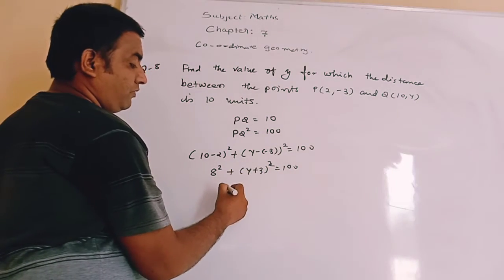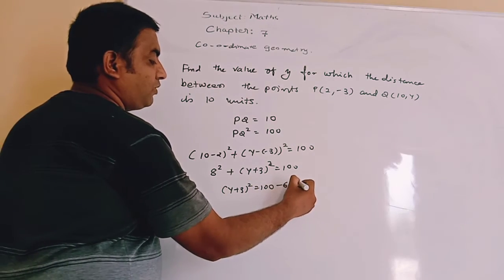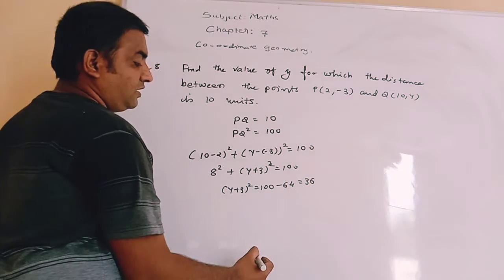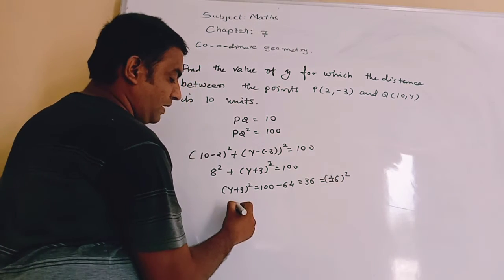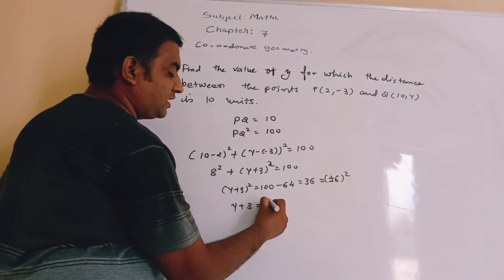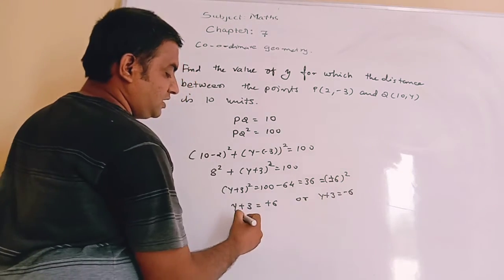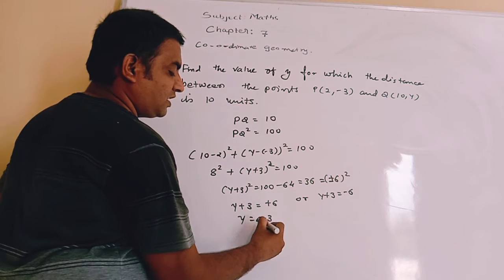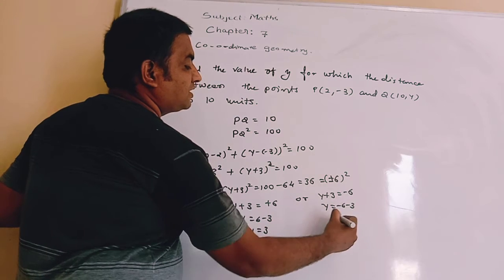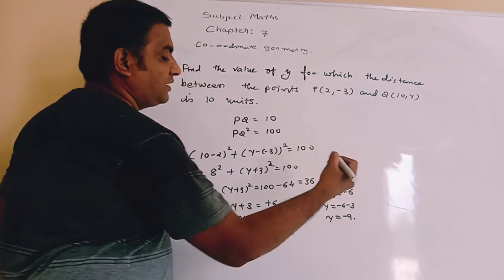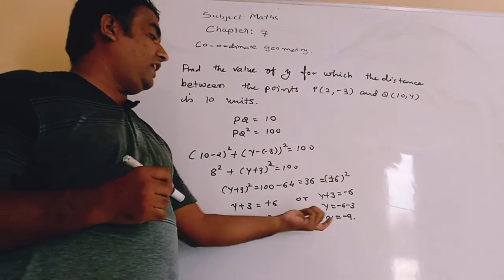So (y + 3) whole square equals 100 minus 8 square, that is 64, equals 36, which is the square of plus or minus 6. And so y plus 3 equals plus 6 or y plus 3 equals minus 6. So y equals 6 minus 3, then y equals 3, and here y equals minus 6 minus 3, then y equals minus 9. And so the possible values of y are 3 and minus 9.